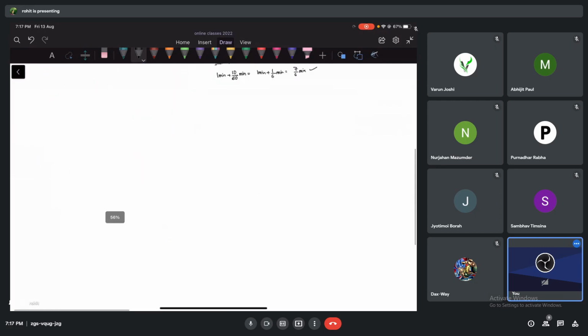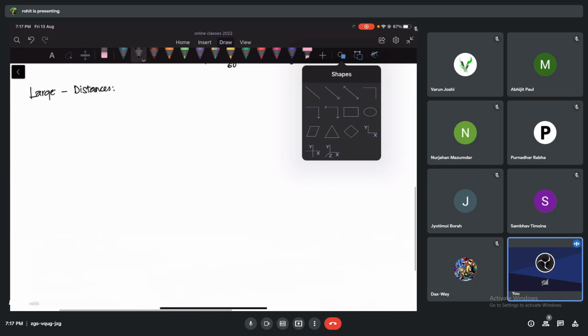PDF 5 is about larger measurements, large distances. See, why do we need large distances? Very quickly I'll tell you.